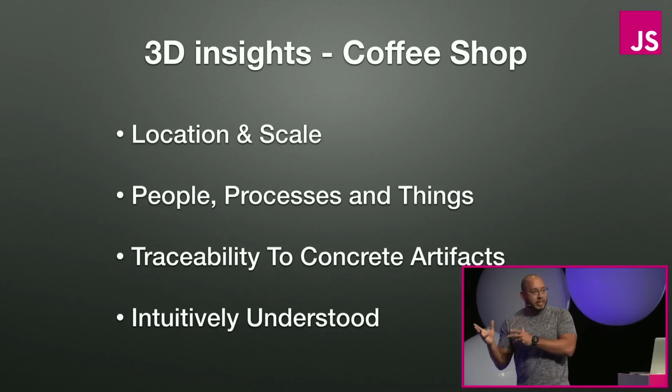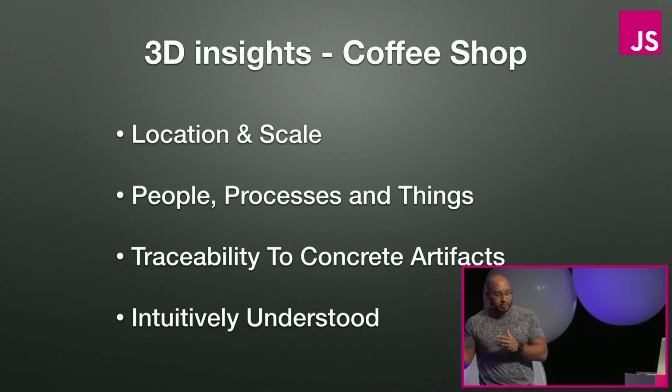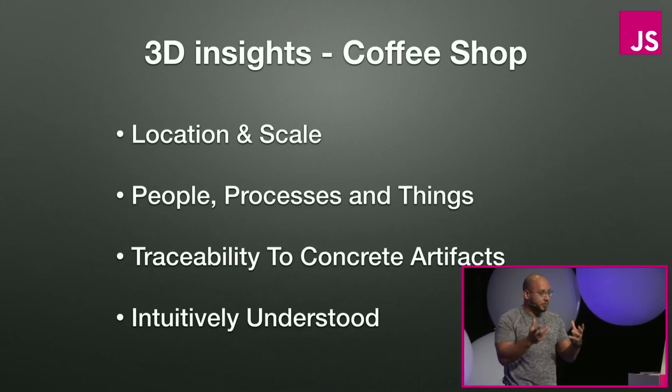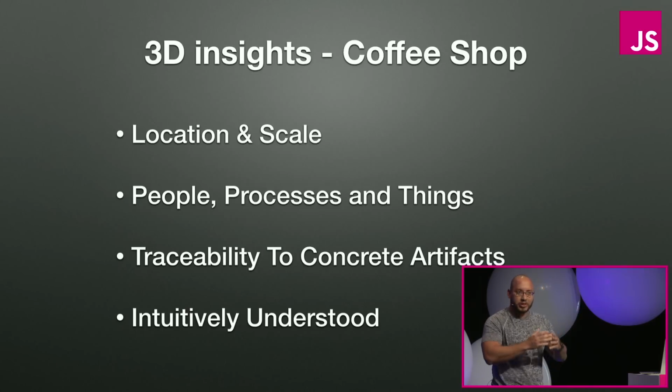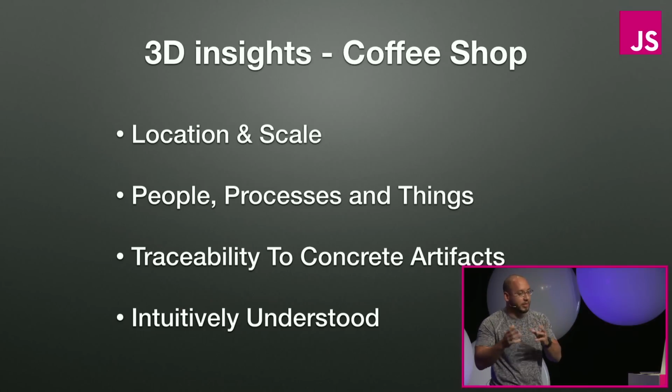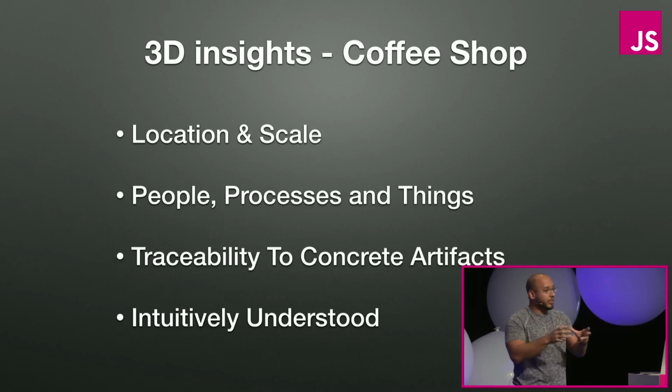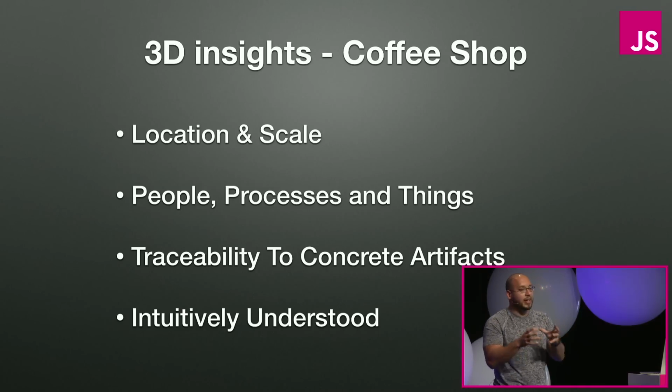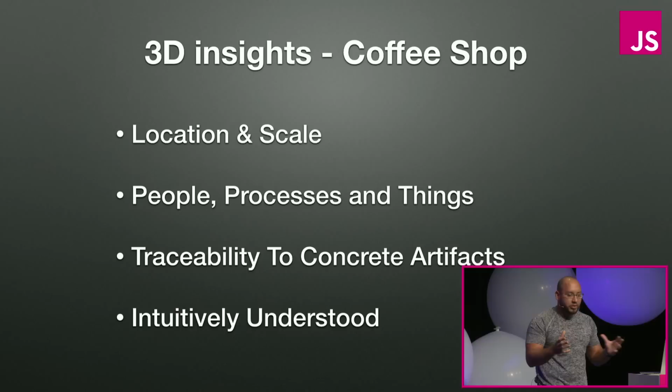So when we put the 3D view up of the coffee shop, we're able to get perspective on the scale of the coffee shop, the location of it. We're able to see our people, our processes, our things. And then we have traceability to concrete artifacts, the actual coffee machine, the location of the bathrooms with respect to the entrance. Those concrete things give us a good appreciation for what's involved.